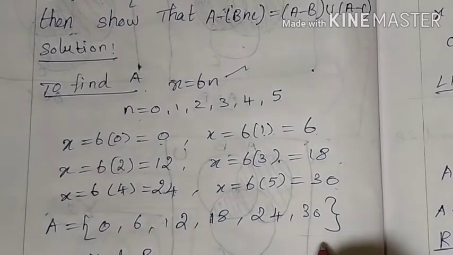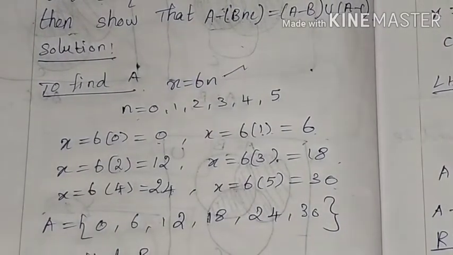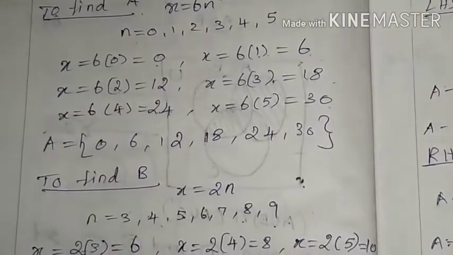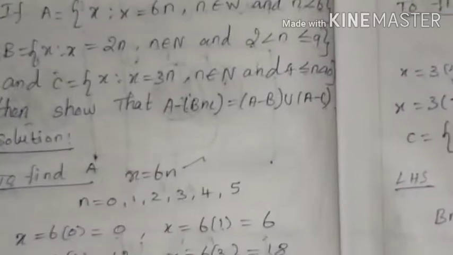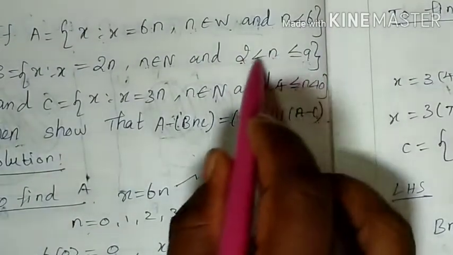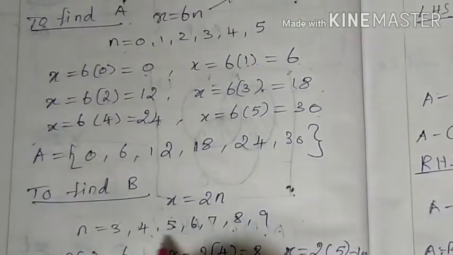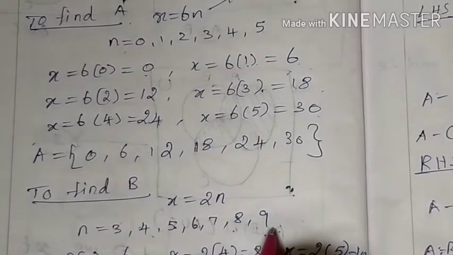Following the same manner to find B. B has the general form x is equal to 2n, and the condition is 2 less than n less than or equal to 9, lies between 2 and 9. So the n values are 3, 4, 5, 6, 7, 8, 9 as well, because equal to is given.